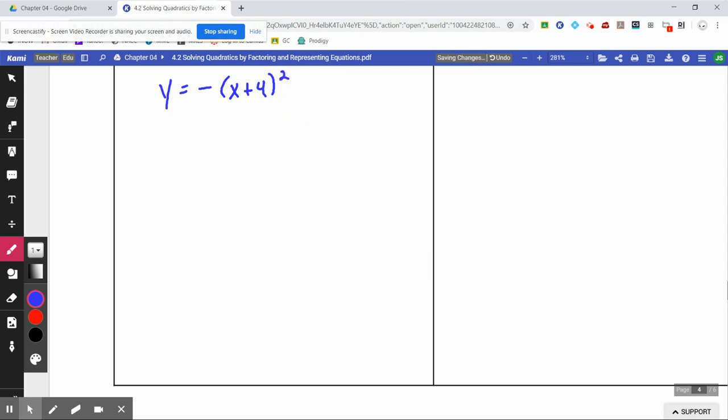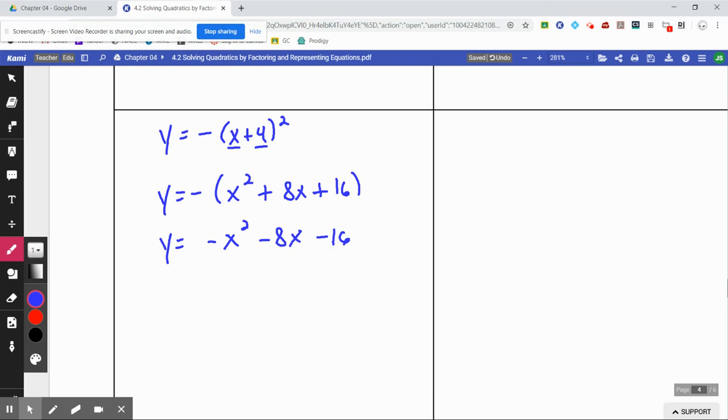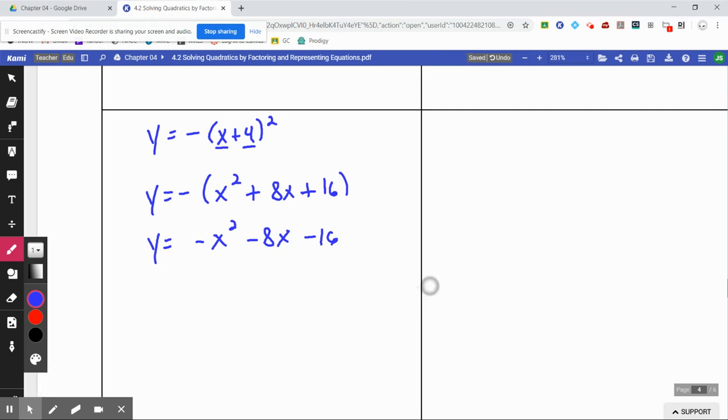X plus 4 squared, that's going to be y equals, bring down the negative. X plus 4 squared, we're going to square the x. We're going to multiply the two together and double them. And then we're going to square the 4, which gives us 16. Distribute the negative gives you a negative x squared, a negative 8x, and a negative 16. There is your standard form.